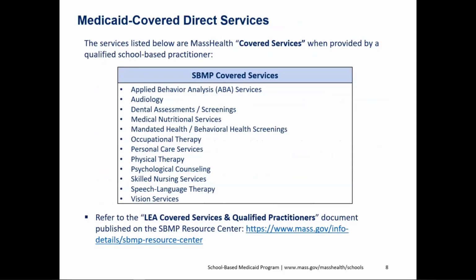So what are the Medicaid covered direct services? The services listed below are the MassHealth covered services. So these are things that are MassHealth benefits to students enrolled in the MassHealth program. So it's, again, the ABA, audiology, dental assessments or screenings, medical nutritional services, the mandated health and behavioral health screenings, OT, PT, speech therapy, psychological counseling, personal care, skilled nursing, and some vision services. The full list of covered services and qualified practitioners is posted on the school-based Medicaid website. That's the link if you want to go there following the presentation or any other time.